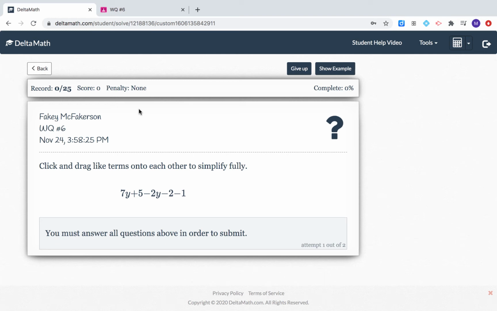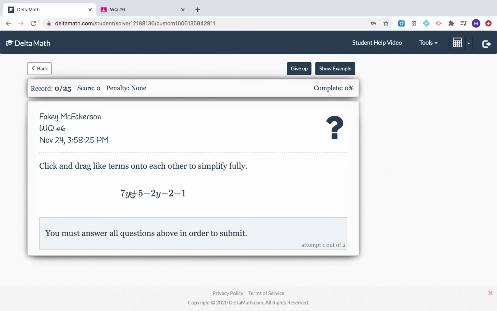Okay, I was going to go over a weekly quiz. I was going to go over weekly quiz 6. So it says click and drag like terms onto each other to simplify. And so literally what you have to do is click on the term. Remember, a term is anything separated by a plus or minus sign. So we've got 5 terms here to combine.